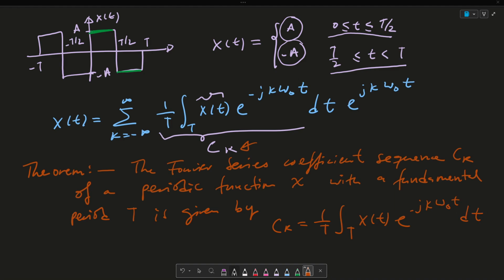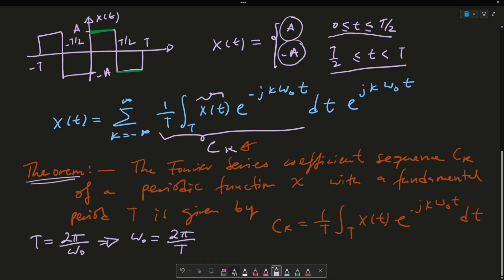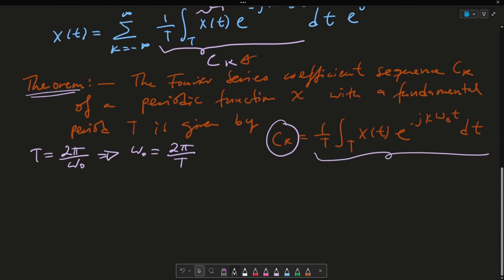Let's keep in mind that the fundamental period T is simply equal to 2 pi over omega naught. So that means the fundamental angular frequency omega naught is equal to 2 pi over T. Now, given this theorem, the Fourier series analysis theorem, we need to prove this. Why can we say that the coefficient sequence ck is equal to this integral? And proving this is relatively simple.